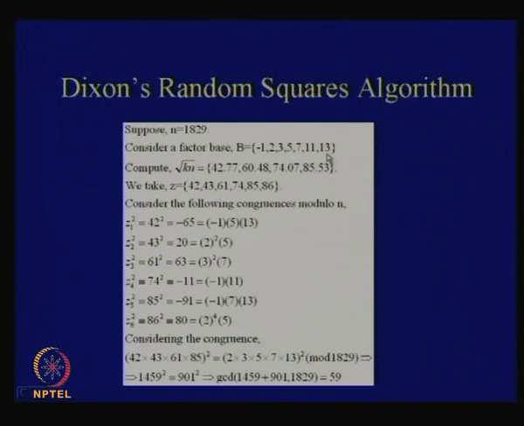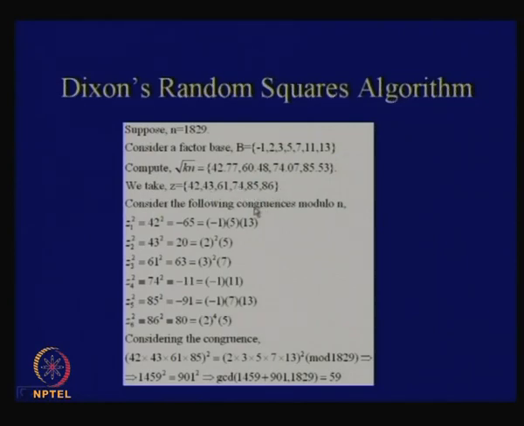So this is a factor base, and you compute numbers like the square root of kn. Here k is an integer, so you start with numbers that subsequently will be 42.77, 60.48 and something like that. So there will be decimal numbers. If I take integer values close to these numbers generated from the square root of kn, I choose numbers say 42, 43, 61, 74, 85 and 86.